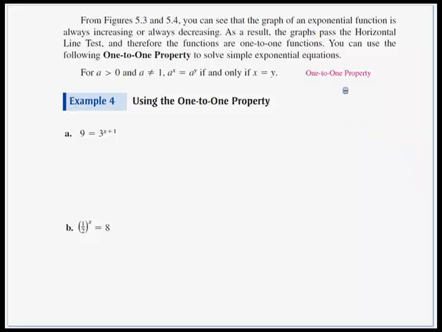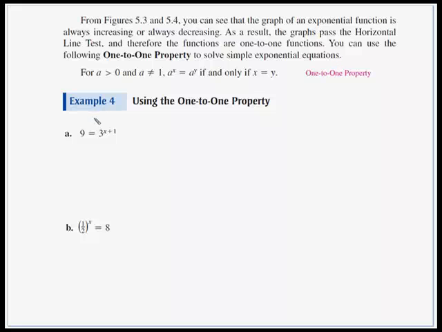And what this one-to-one property tells us is, for a greater than 0, if our a value is positive and not equal to 1, a to the x equals a to the y if and only if x is equal to y. So the big idea here is, if the bases are equal, you can set the exponents equal to each other. So how would we use this?